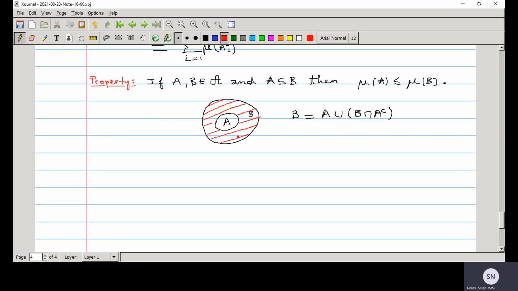So this shaded part is B intersection A complement. A complement is everything outside A, but if I take the intersection with B, it means it has to be part of B, but it's not in A. So it's this one. Now if I take A union this, it gives me B.